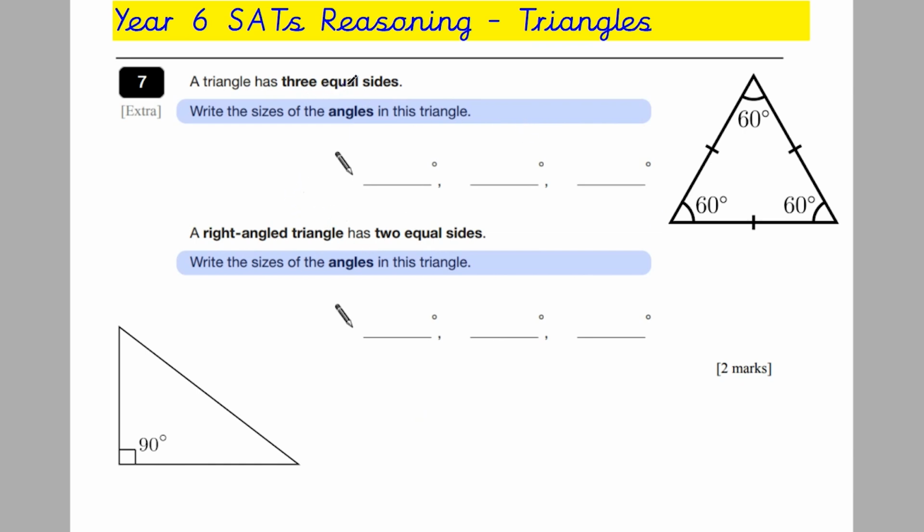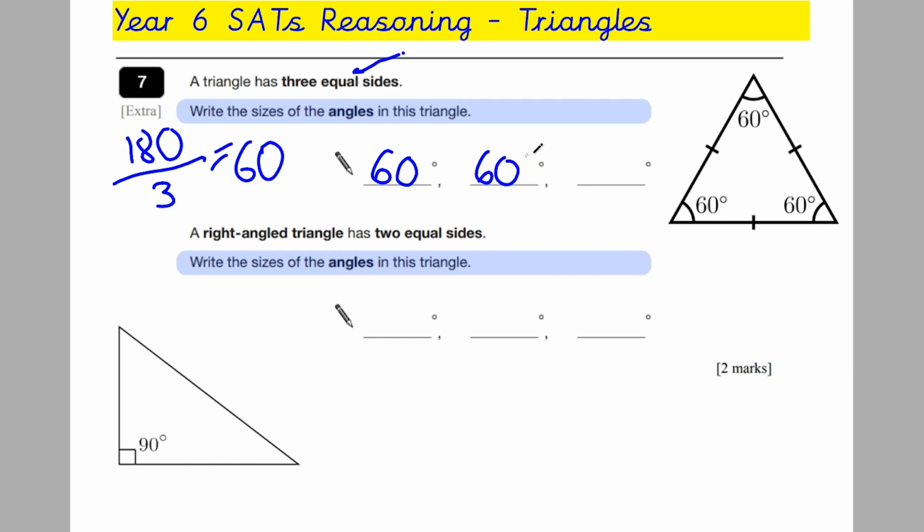So a triangle has three equal sides. Write the sizes of the angles in this triangle. Well, straight away we're told it has equal sides, so it must be an equilateral triangle. I've included this picture here so you can see what an equilateral triangle would look like, but this wouldn't be on this question, okay? So we would need to know, first of all, the angles inside a triangle add up to 180. And if we've got three equal ones, then we need to do 180 divided by 3, which makes 60. So each of these angles would be 60 degrees each. And that would be the correct answer.